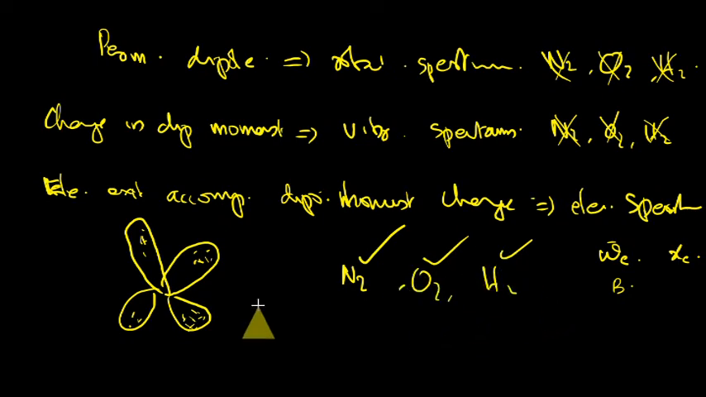But these molecules can give rise to an electronic spectrum, and the electronic spectrum will be accompanied by a vibrational transition and a rotational transition. So, whenever the molecule is undergoing an electronic transition, that molecule will undergo a vibrational transition and also a rotational transition. Using the technique of electronic spectroscopy, we can observe the vibrational and the rotational transitions.